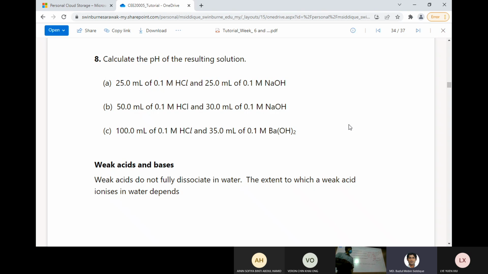Yes, pH is 1.6. So you know where it can be a mistake. Don't make that mistake.